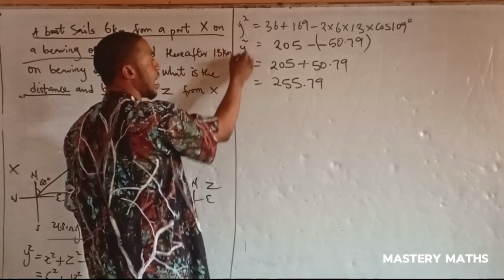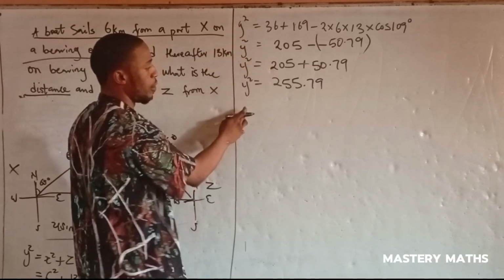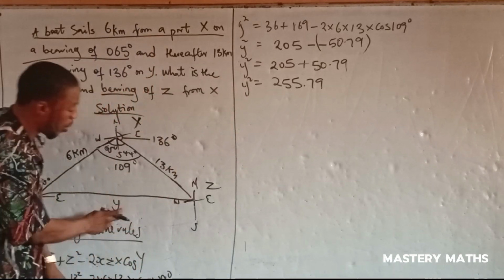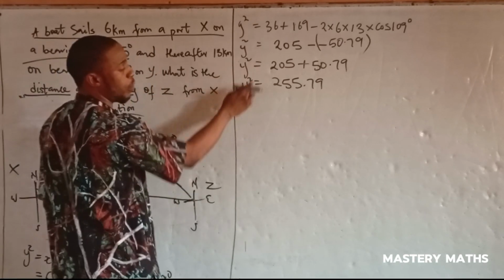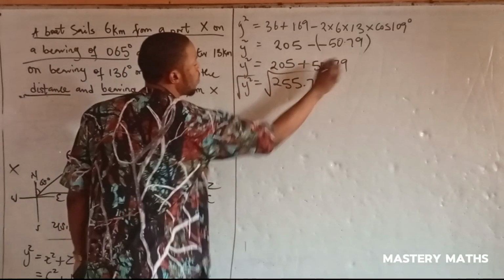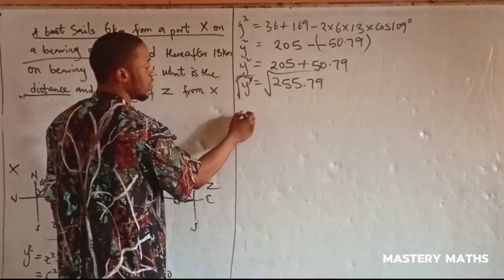Remember, there's a square here. Y squared. Now what should we do? We are looking for y. Remember, we are looking for y. Now, the y is having a square. What should we do? We square root both sides. This cancels out this, and you have your y.